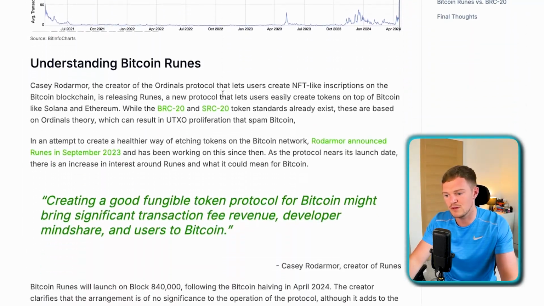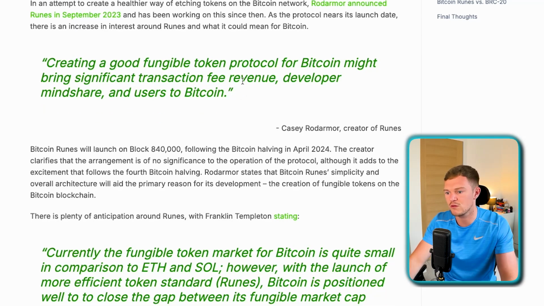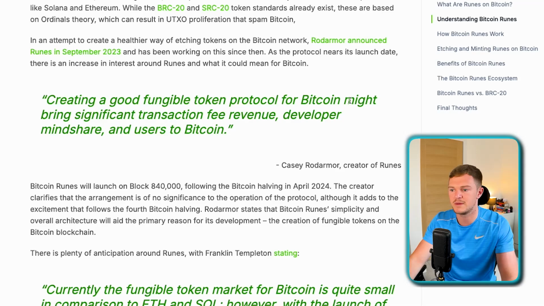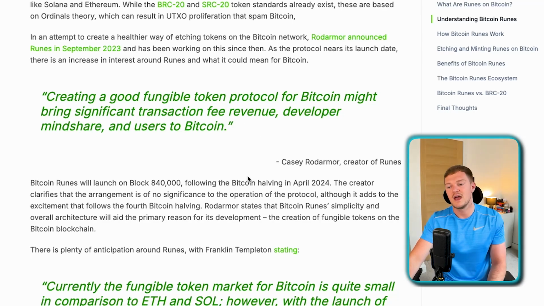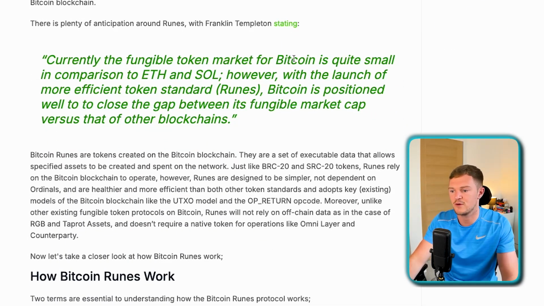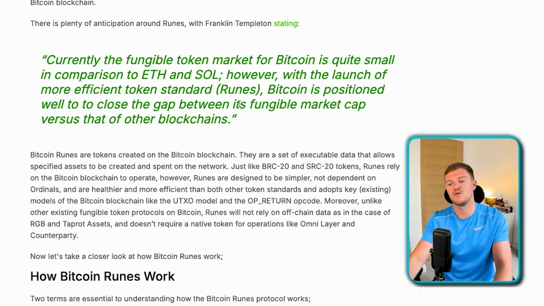If we could keep scrolling down, we can see a few quotes from Casey as well. So, creating a good fungible token protocol for Bitcoin might bring significant transaction fee revenue, developer mindshare, and users to Bitcoin. And following up from that, we can see currently the fungible token market for Bitcoin is quite small in comparison to ETH and Sol. However, with the launch of more efficient token standard runes, Bitcoin is positioned well to close the gap between its fungible market cap versus that of other blockchains.